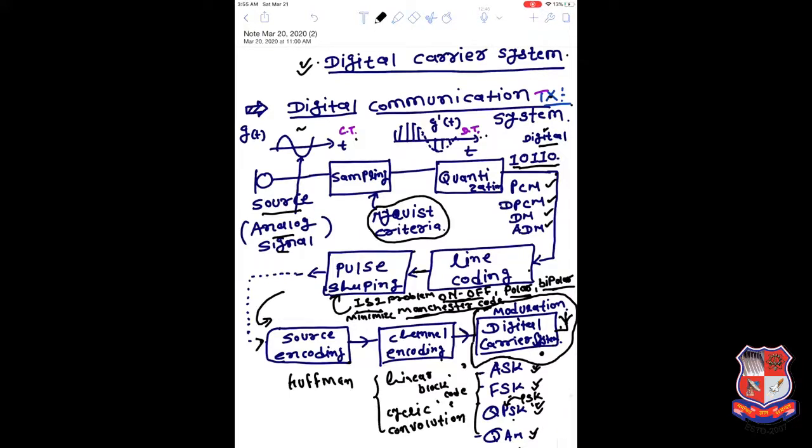Now, the output of the channel encoder goes to the modulator, and here it is also known as digital carrier modulation. There are various ways of modulation possible, such as amplitude shift keying, frequency shift keying, quadrature phase shift keying, or quadrature amplitude modulation. We'll look at all of these one by one. And then the final signal prepared at the output of the digital carrier system is to be transmitted by the transmitting antenna.